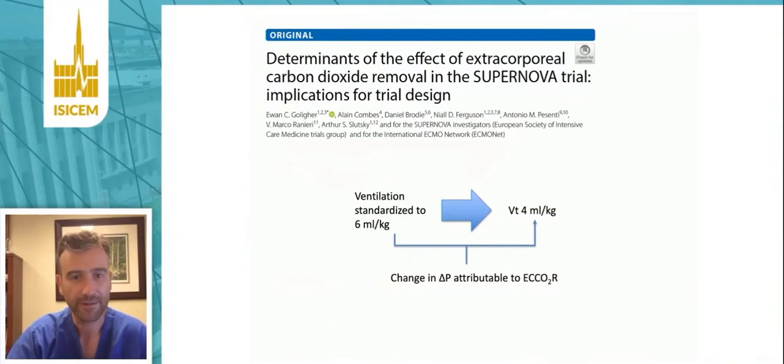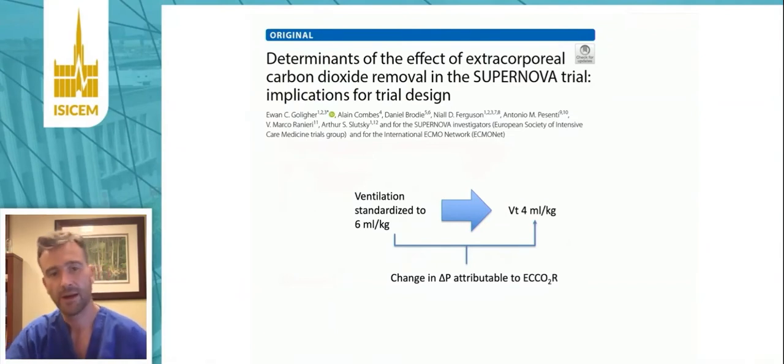We had the opportunity to test this theoretical model in the context of a recently completed SUPERNOVA trial. SUPERNOVA was a pilot feasibility trial where they took patients with moderate ARDS and applied ECCO2R with a goal of reducing tidal volume from 6 mL per kilo down to 4 mL per kilo. This was done specifically to see whether the patients could tolerate this and actually achieve the so-called ultra-protective tidal volume.